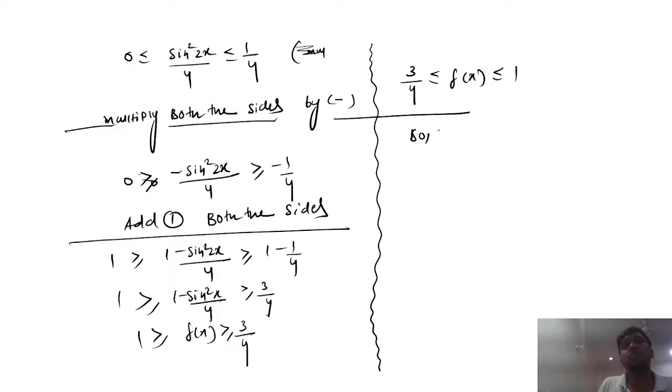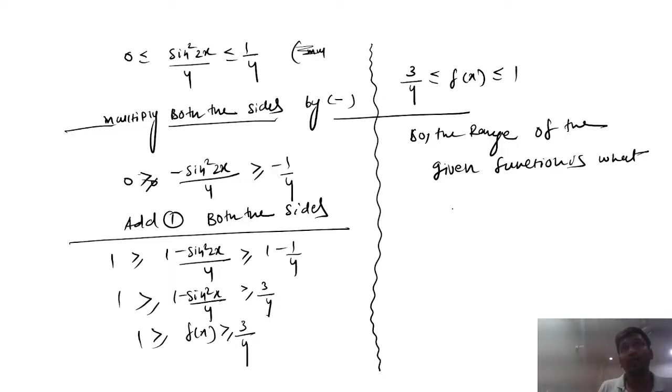So finally, what do we conclude? The range of the given function is 3 by 4 to 1. And why a closed interval? Because the inequality has the equal sign also, greater than or equal, less than or equal. So it is 3 by 4 comma 1. Therefore, f of x belongs to 3 by 4.